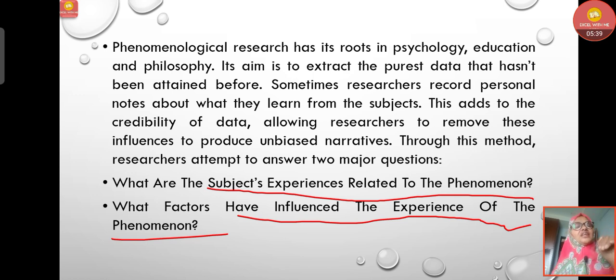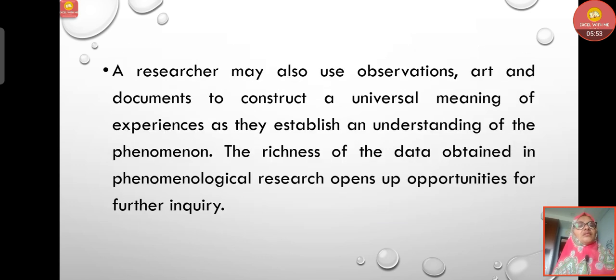What are the subjects, that is sample which we are taking, those subjects' experiences related to the particular incident or phenomena? What factors have influenced the experience of that phenomena? They will study about. Now, a researcher may also use observations, art and documents to construct a universal meaning of experiences as they establish an understanding of the phenomena. The richness of the data obtained in phenomenological research opens up opportunities for further inquiry. Obviously, whoever are researchers, they do the work so that it will be useful for the others also.